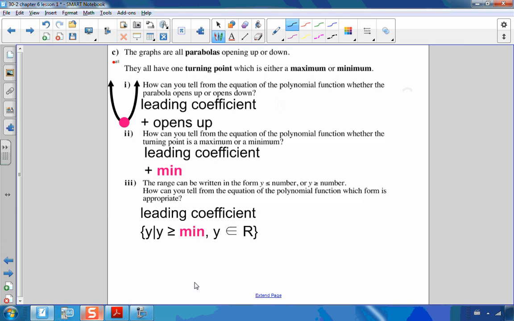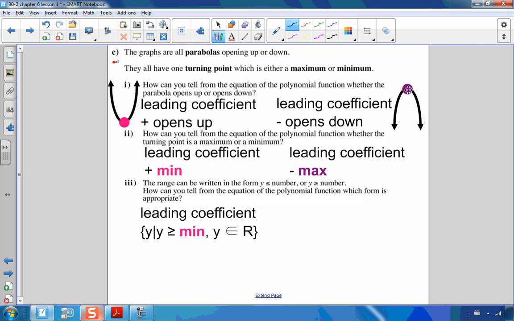Now let's look at when the leading coefficient is negative. When it's negative, it's been reflected in the x-axis and it opens down. So a leading coefficient is negative and opens down, which means that I have a high point, a maximum, which means my range is everything below that point. So the set of all y such that y is less than or equal to the maximum, where y is an element of the reals.